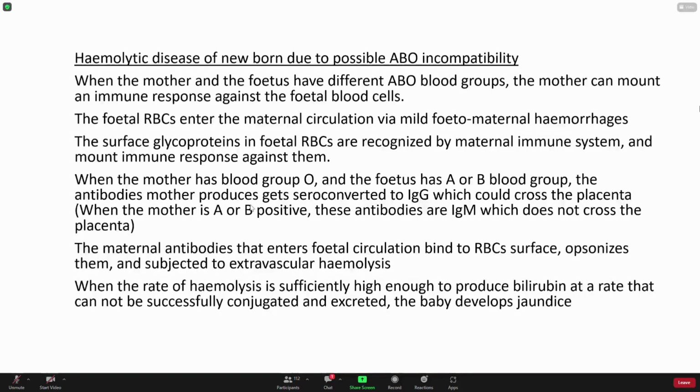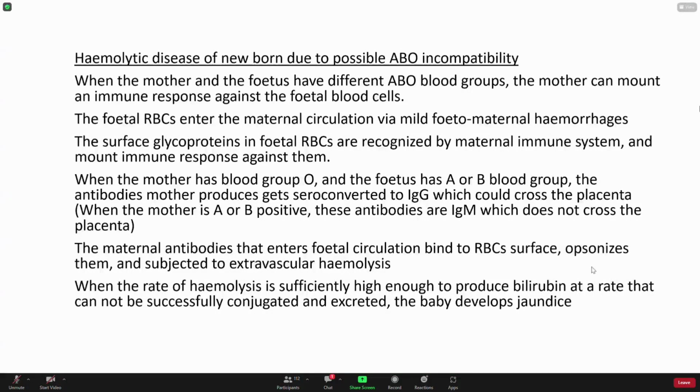Probably actually this is the most important point of the whole answer, right? Then you can say the maternal antibodies that enter the fetal circulation bind to RBC surfaces. If you remember the word, you can write opsonization. These are words you have learned in your past modules: opsonization, and subject to extravascular hemolysis, right? So actually it is just impressing your examiner. Rather than just putting in hemolysis, I say extravascular hemolysis. I say binds and opsonizes, right?